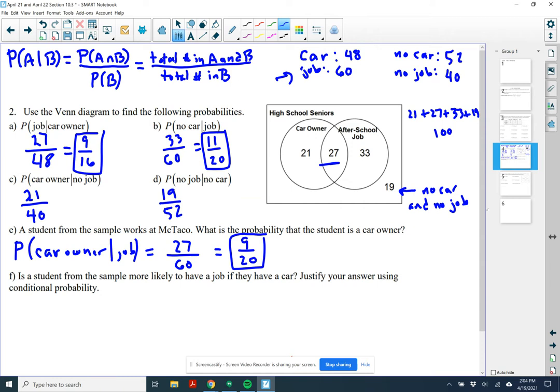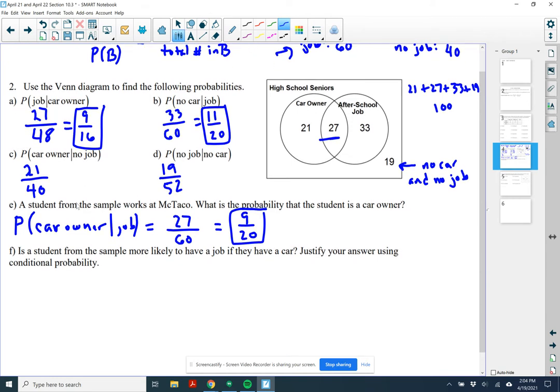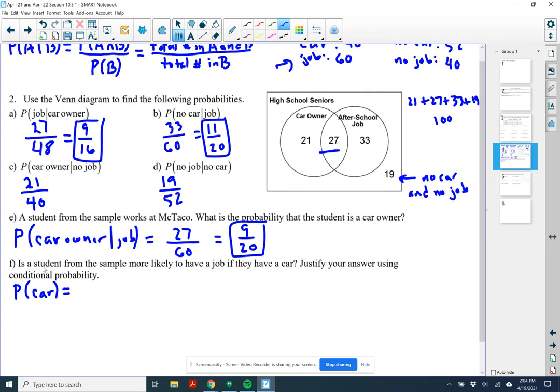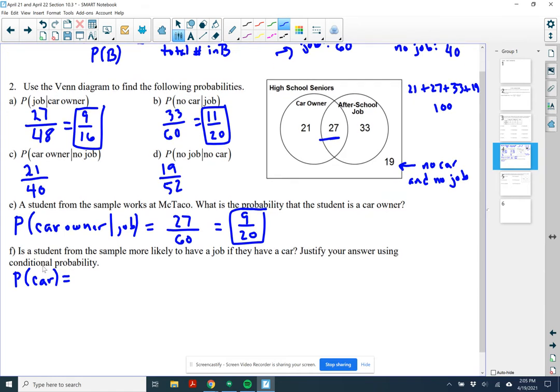All right. Part F. Is a student from the sample more likely to have a job if they have a car? Justify your answer using conditional probability. So I'm going to first of all look at, in my sample, probability that a student has a car is 60%. Oh, not 60. Probability they have a car is 40. Hold on. Rewind. Is a student from the sample more likely to have a job if they have a car?